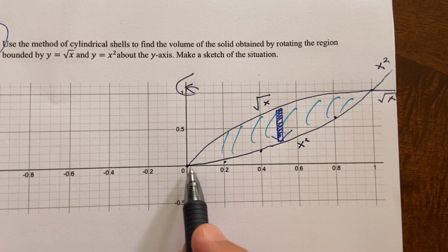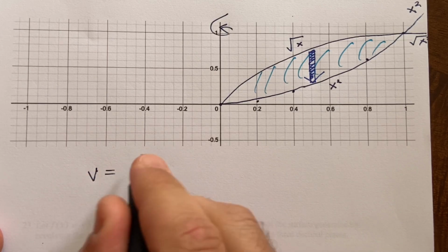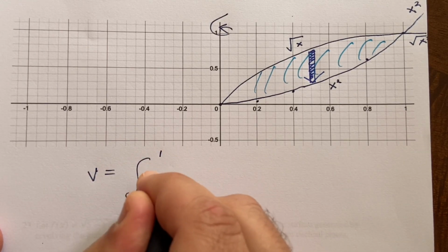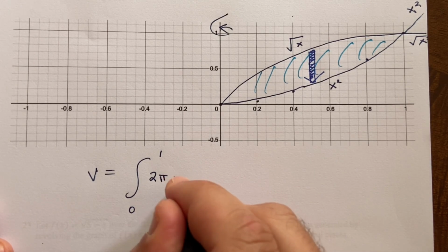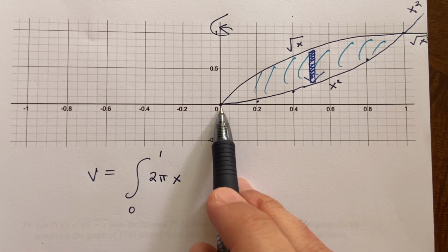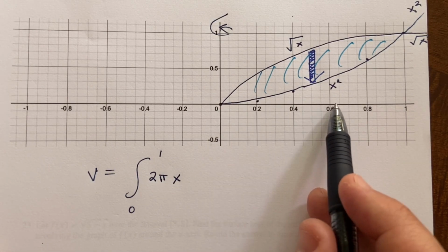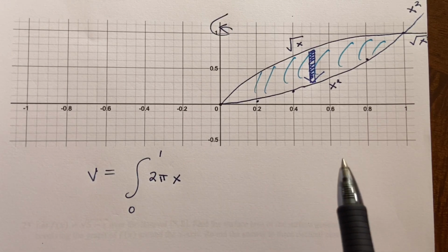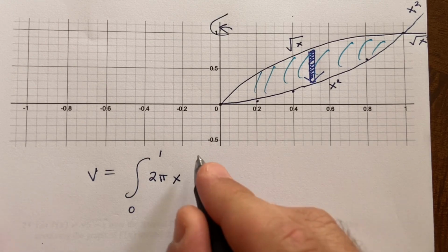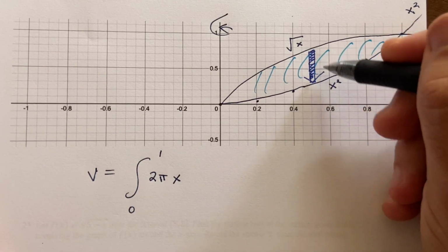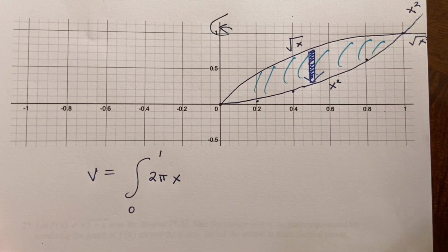So I'll need to go from 0 to 1. So the volume will be the integral from 0 to 1, 2 pi times x. Since it's being rotated around the y-axis, the radius of this thing is just x at any location. We're not separated from the axis of rotation, so we don't need to offset x or the radius at all. But these heights are variable with respect to these two limiting functions.